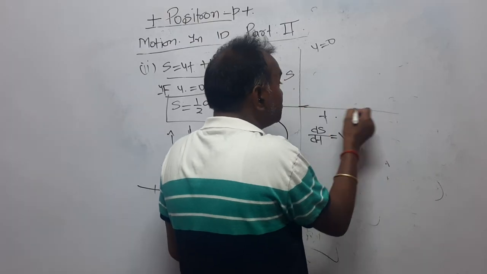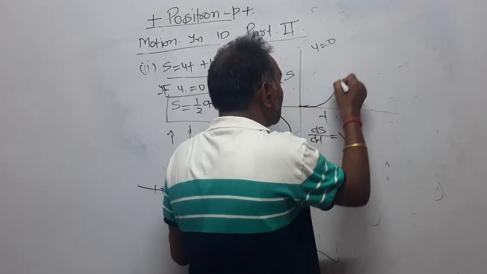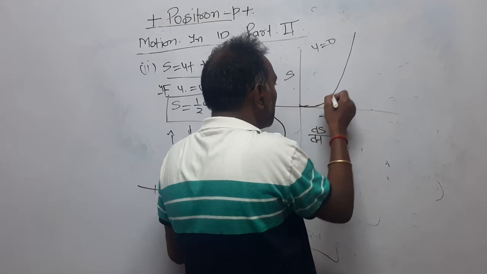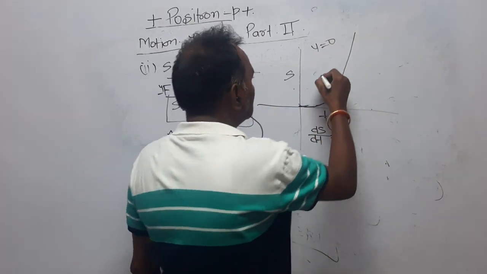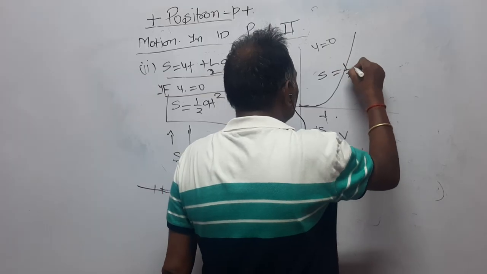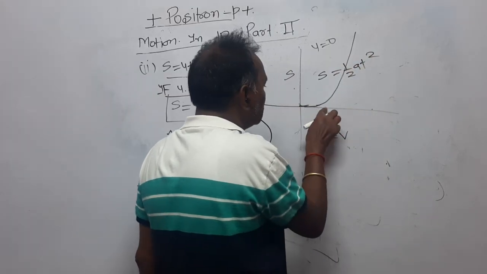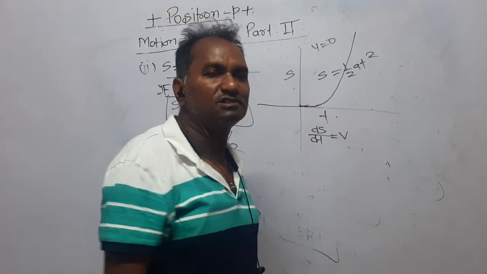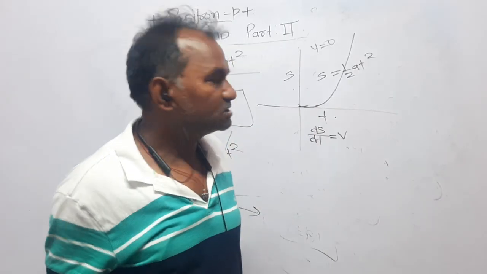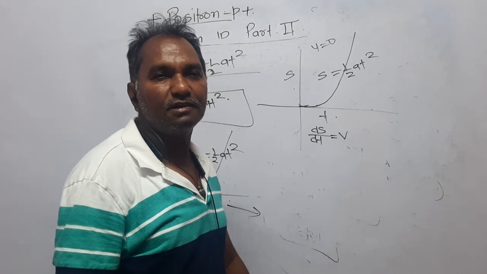How? If it is parallel to the x-axis, the graph will be like this. It is parallel to the x-axis, then it rises, right? So this graph clearly shows that initially at t equal to 0, the graph is parallel to the x-axis, so the slope is 0, so the initial velocity is 0. It is s equal to half a t square.